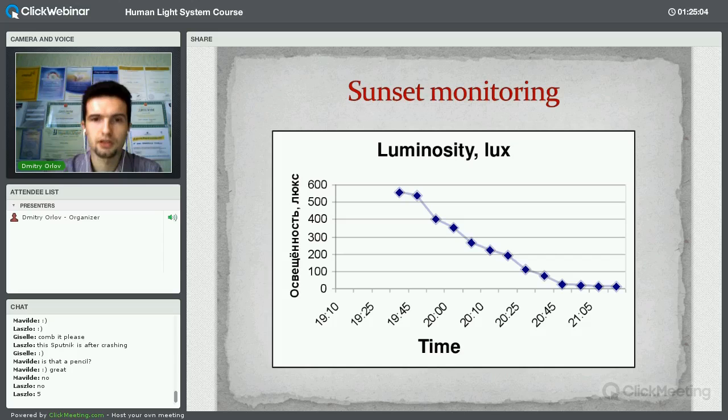At the same time, I was registering the luminosity, the light, just thinking that possibly the device is simply picking up the luminosity. But it appeared that, yes, luminosity of course decreases as the sunset goes on, but it doesn't correlate with the results that we receive. So that's not luminosity then.